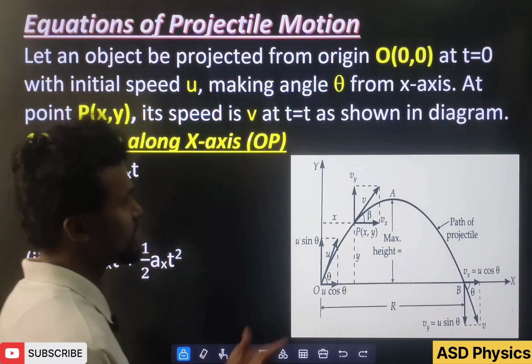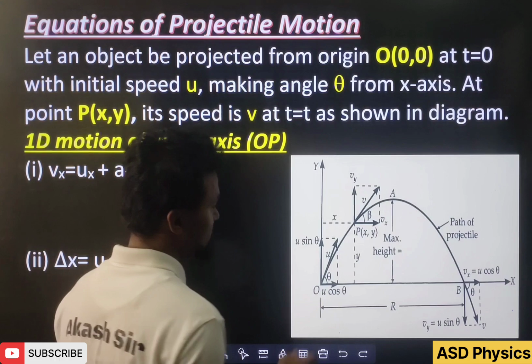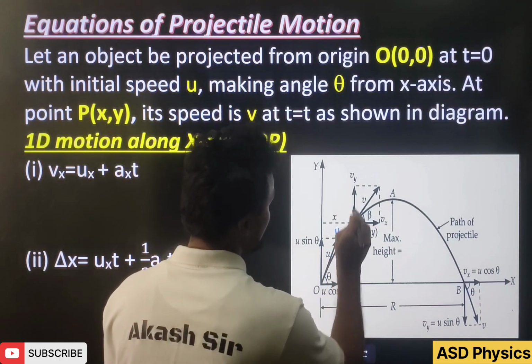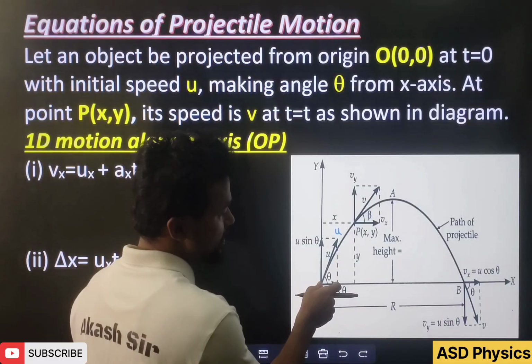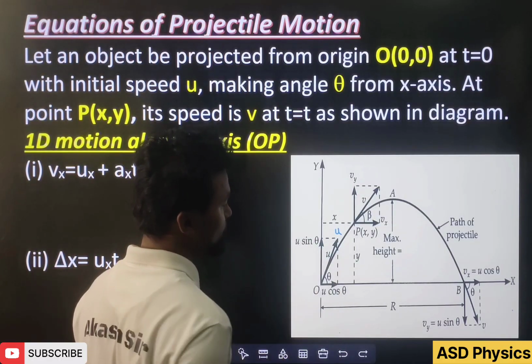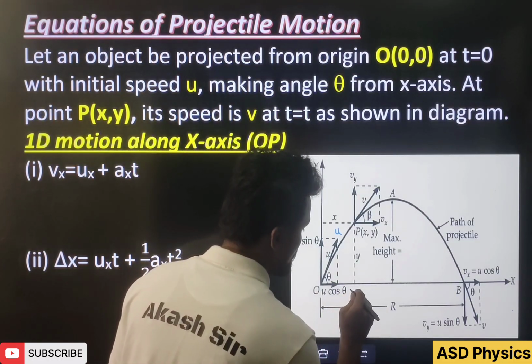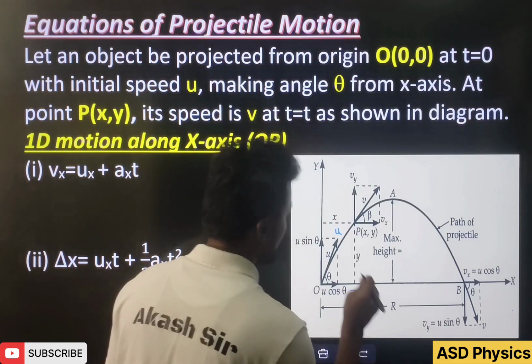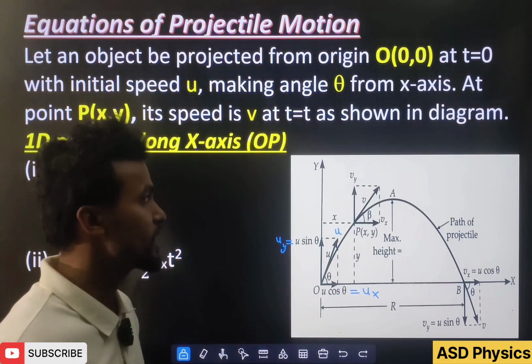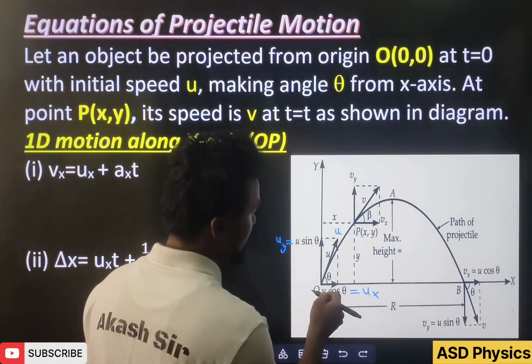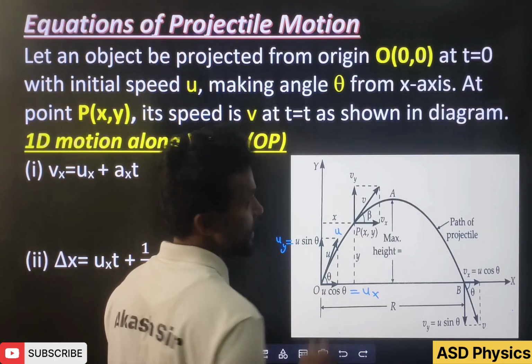So you can see very well here one projectile motion is there. This is projected with speed u from the point O, that is called the origin. Its horizontal component is u cos theta, vertical component is how much here? U sin theta. U cos theta I will write here ux, and this u sin theta I will write here uy.